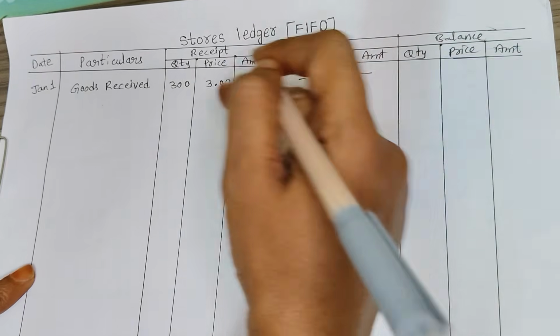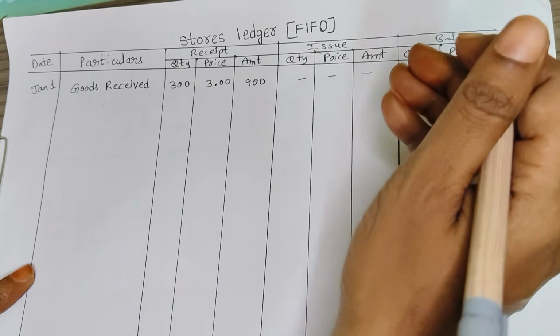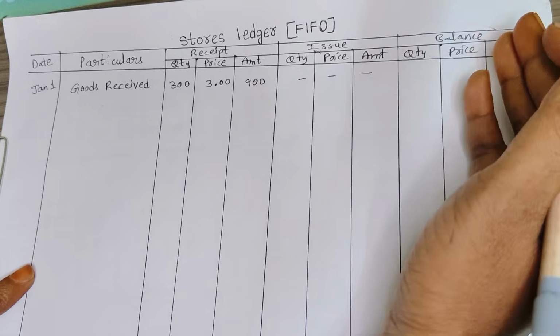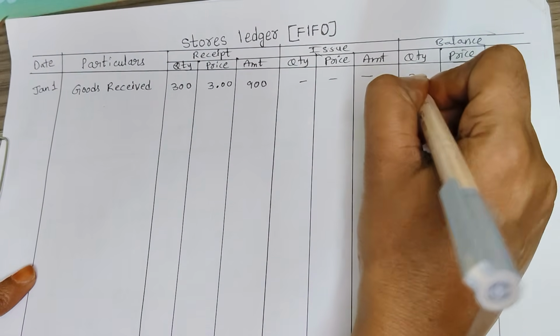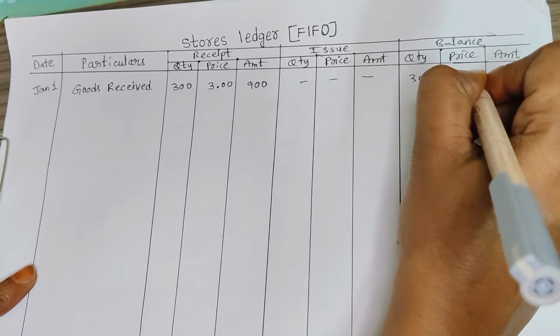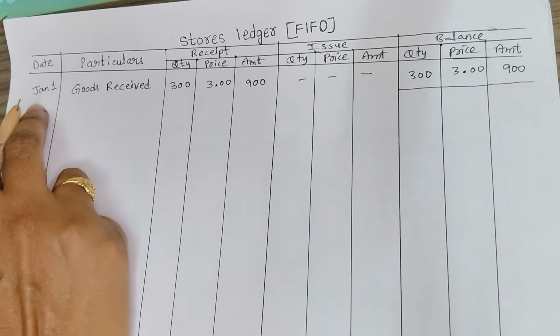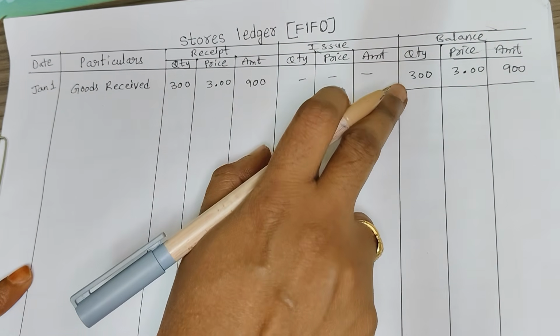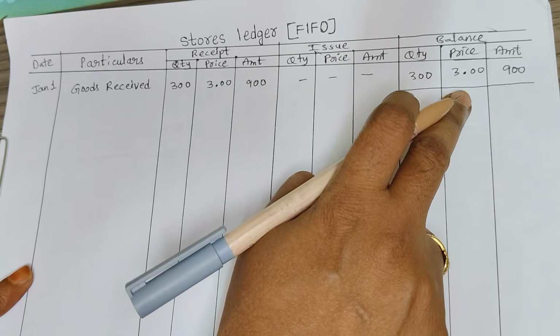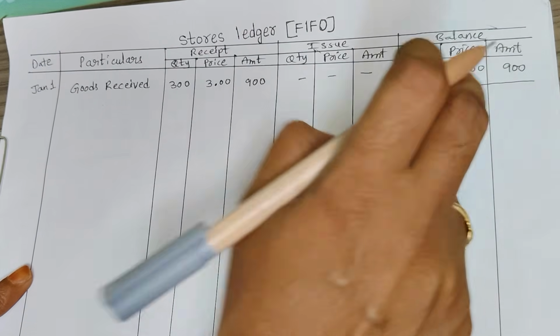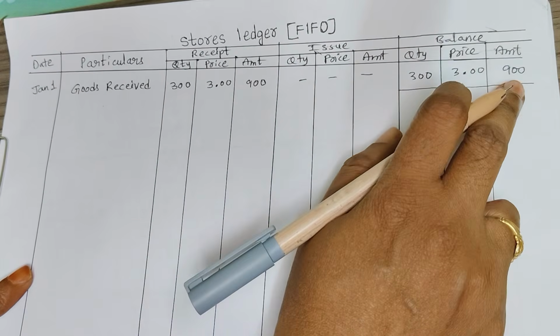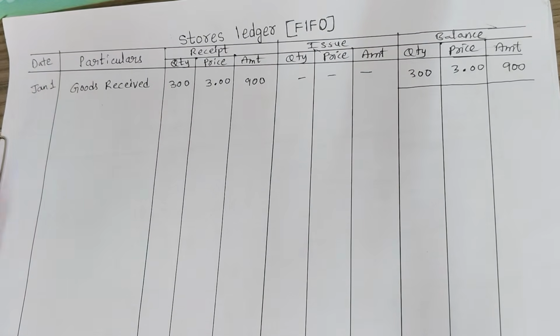Under the balance column, we need to show the balance because we purchased. At the time of purchase, our store balance will increase. So we need to show here 300 at the rate of 3 rupees, 900. Okay, so our store balance as on January 1st, how much? 300 units at the rate of 3 rupees per unit, and the value of those units is 900. Okay, close this accordingly. And next, what is next?